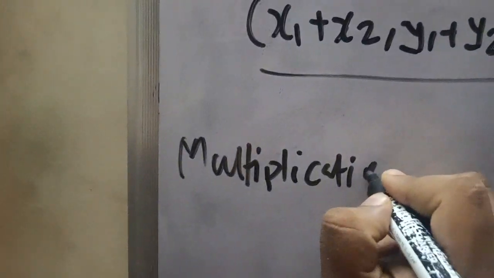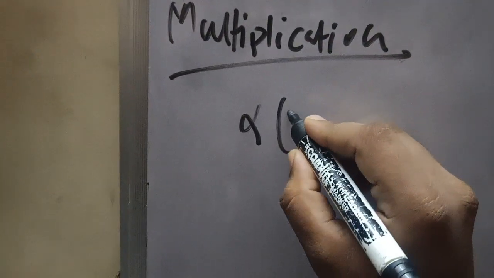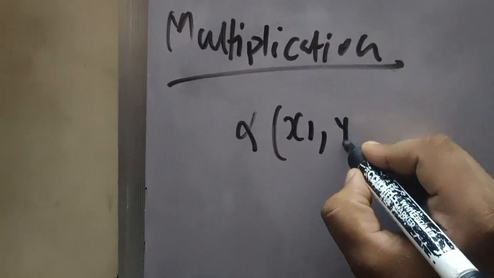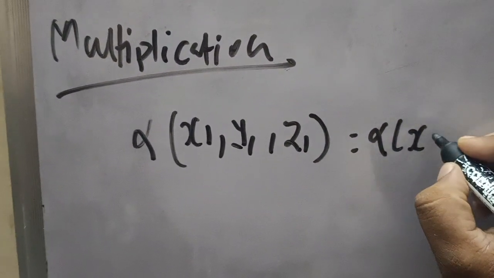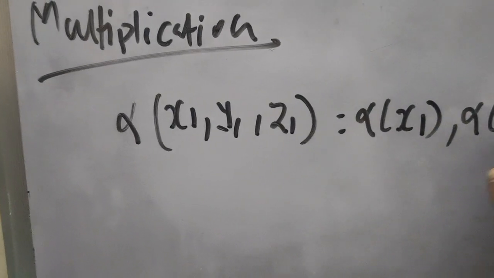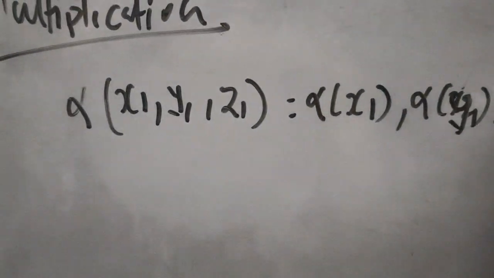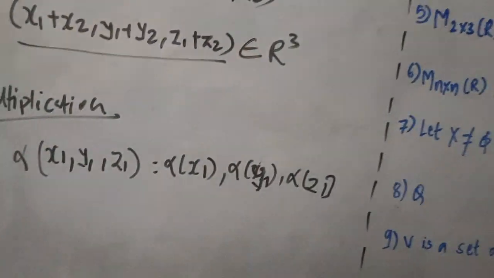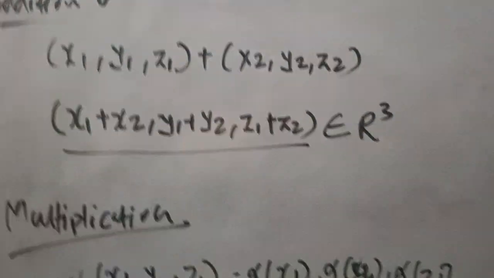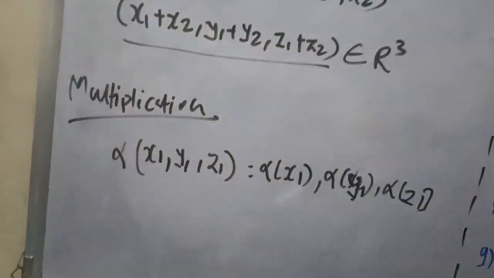Now if you multiply any real number, that is alpha, with our element x1, y1 and z1, what you'll get is alpha x1, alpha y1 and alpha z1. So this multiplication and addition thing is satisfied. Now what we'll have to check is whether 0 belongs here or not. So yes, 0 indeed also belongs here. If you take all the elements as 0, still the properties are satisfied.